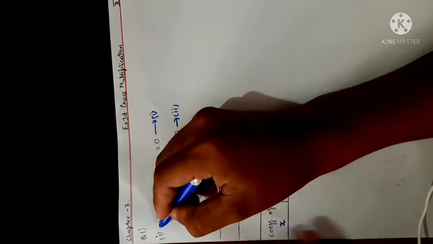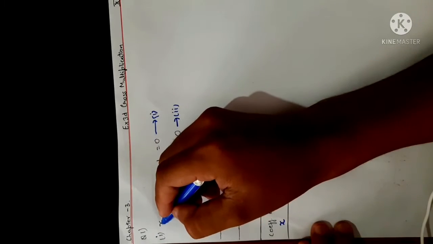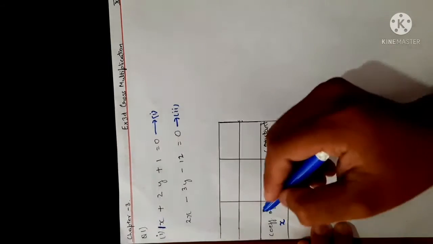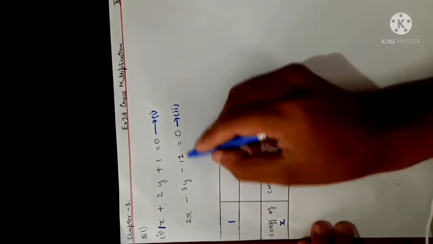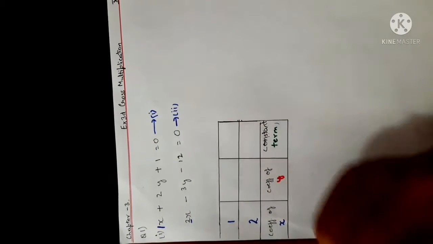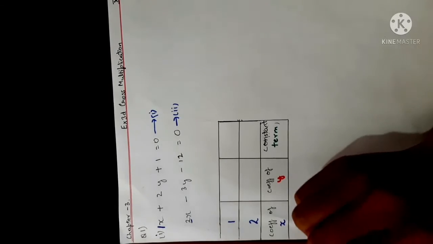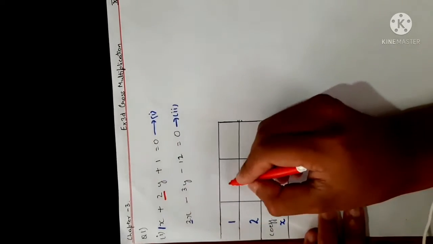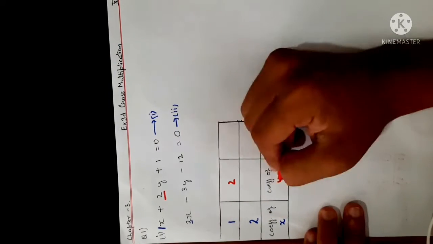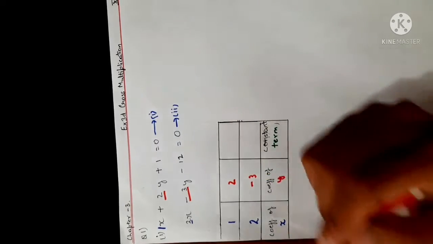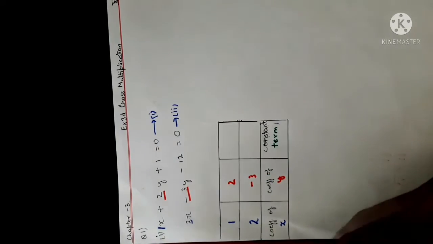In equation number 1, the coefficient of x is how much? What do you mean by coefficient? It is the number in front of x. Since there is no number in front of x, it is always 1. So 1. And in equation 2, the coefficient of x is 2. Next, coefficient of y. Coefficient of y in equation 1 is plus 2. Coefficient of y in equation 2 is minus 3.